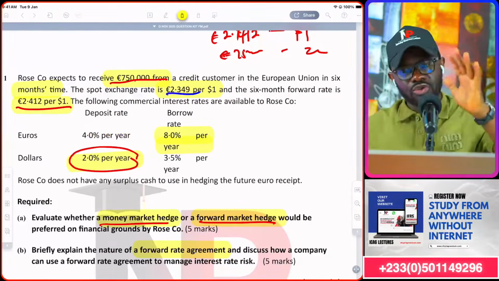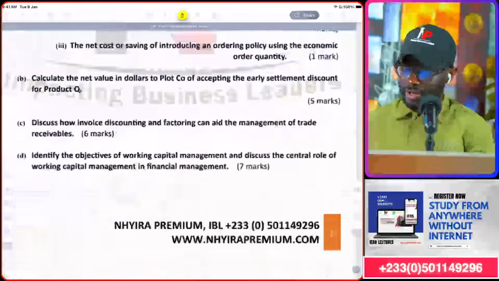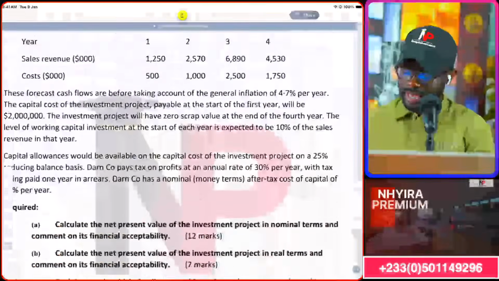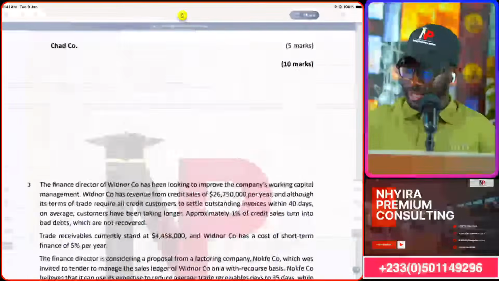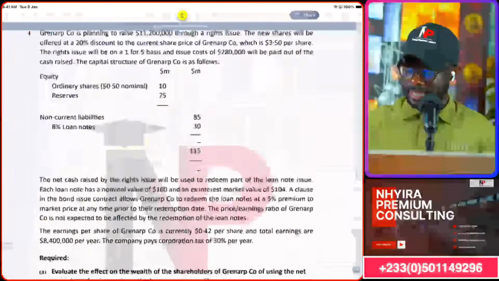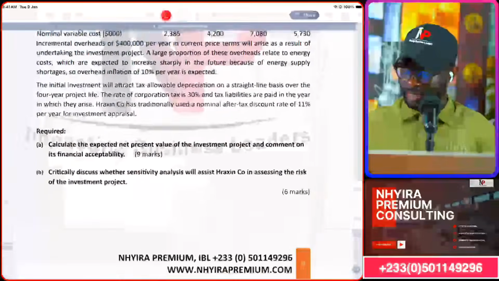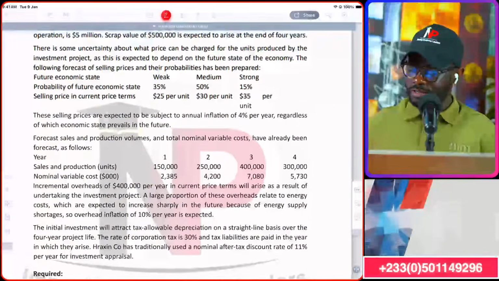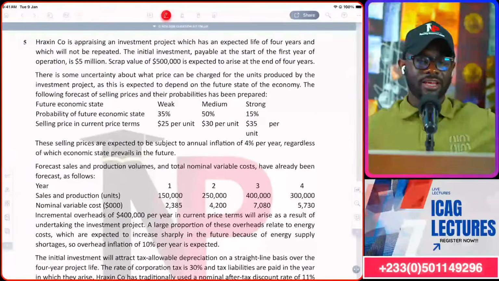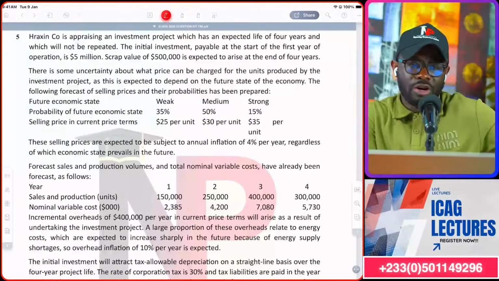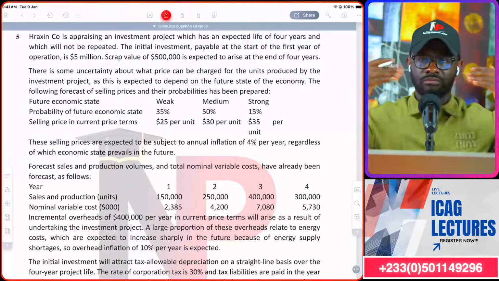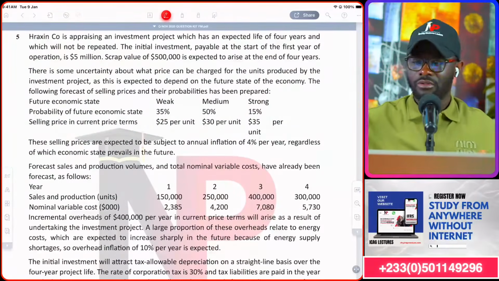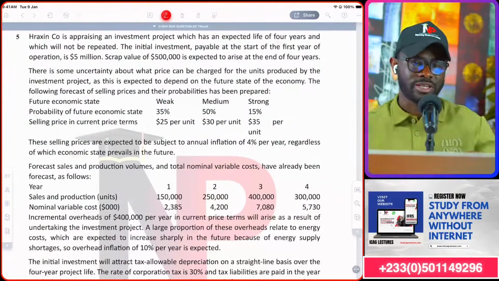So let's go to our final part of our discussion, and that is looking at a question on investment appraisal technique. Because there will be a question on investment appraisal in the exam hall. So we want to look at one question like that will bring us into the arena of investment appraisal.